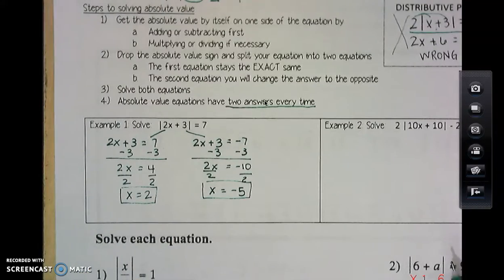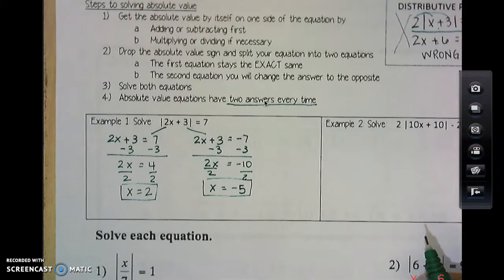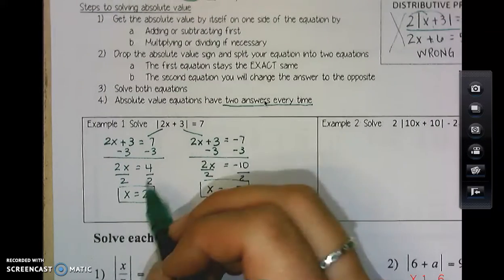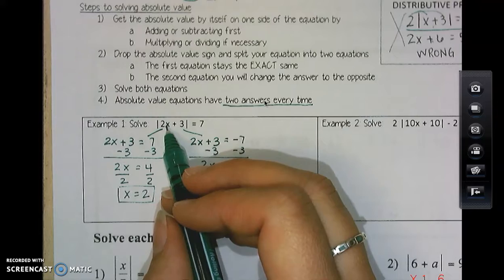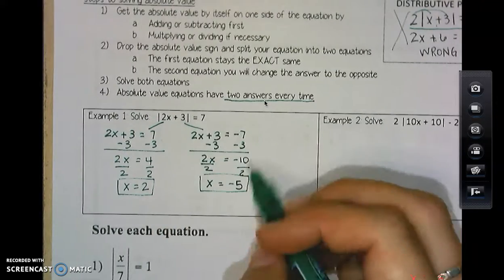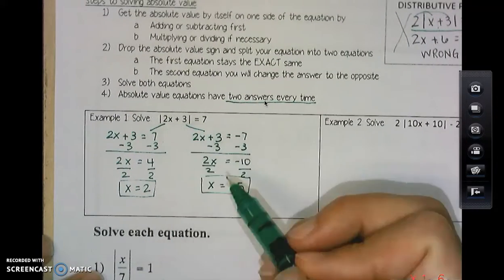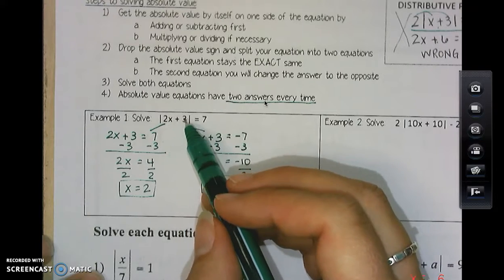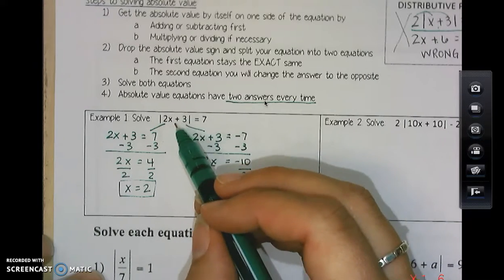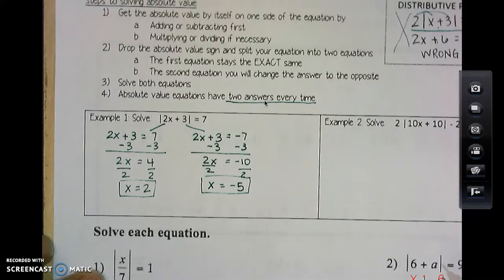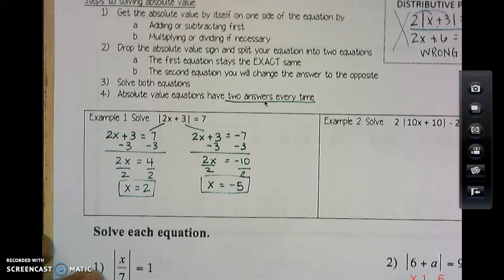And again, you can always go back and check your work. With equations, you can always check your work. So I could plug a 2 in here. 2 times 2 is 4 plus 3. Well, that gives me 7. And then here, 2 times -5 would be -10, plus 3 is -7. Absolute value of -7 would be +7. So those would be my two correct answers.